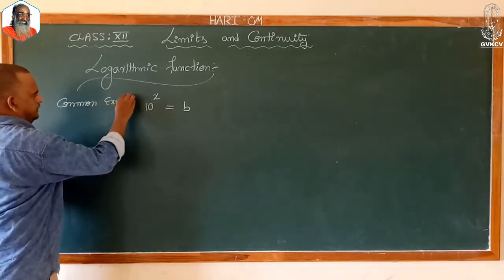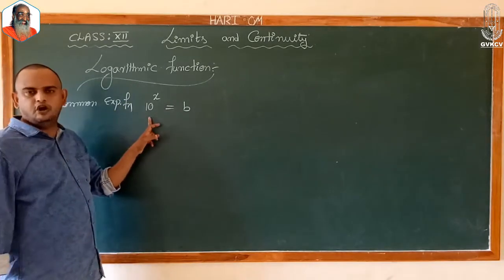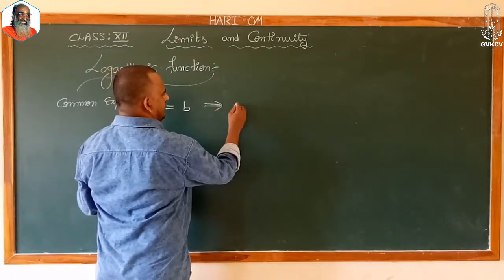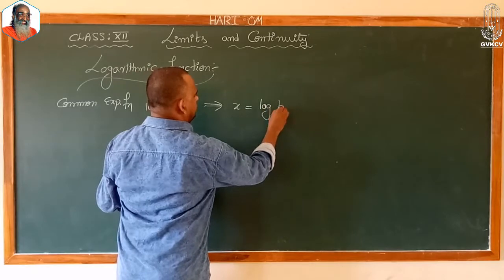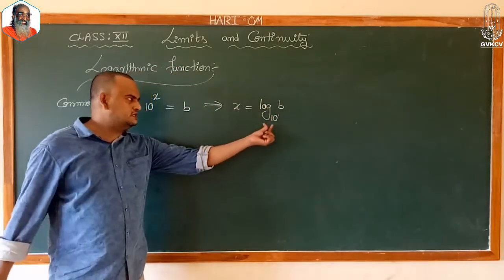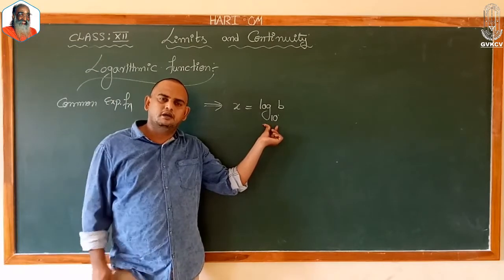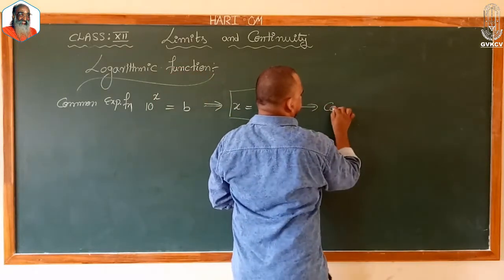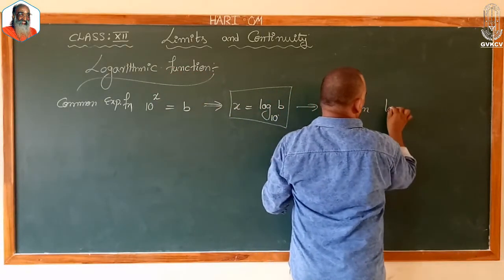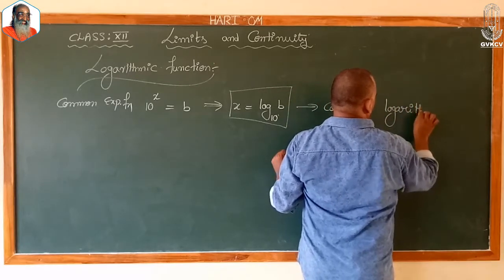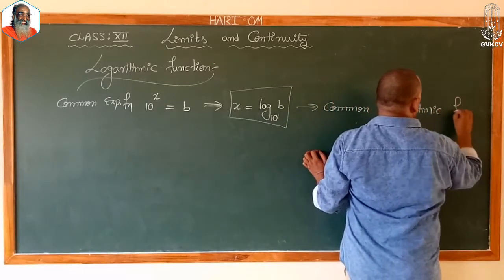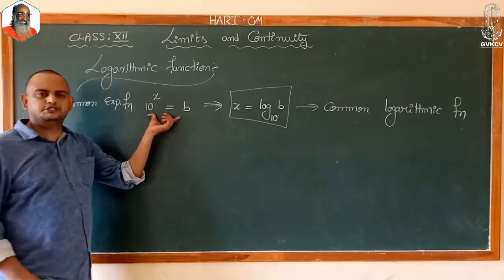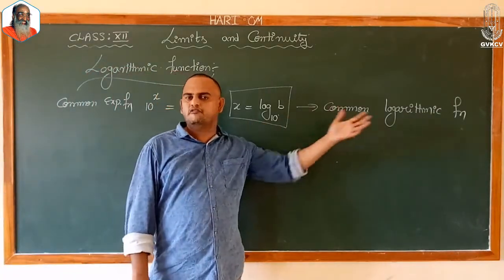the common exponential function. Now when we convert this common exponential function into logarithmic form, we have x is equal to log b to the base 10. Now what is the base we have here in logarithms? 10 as the base. So this is called the common logarithmic function. This is the common exponential function. This is the common logarithmic function.